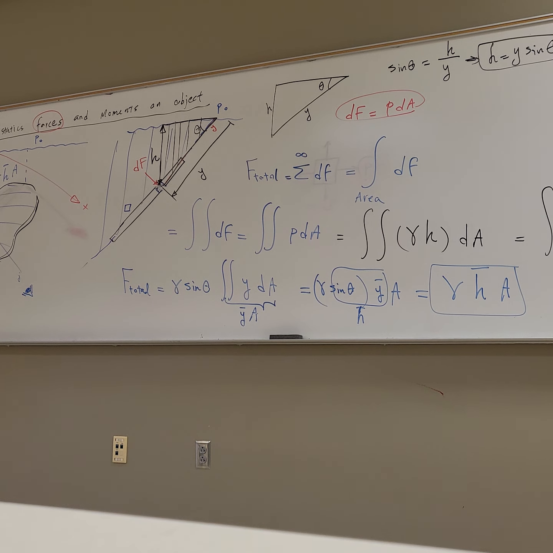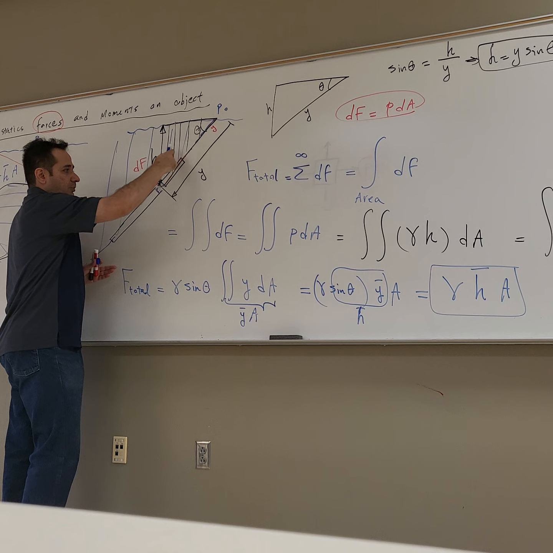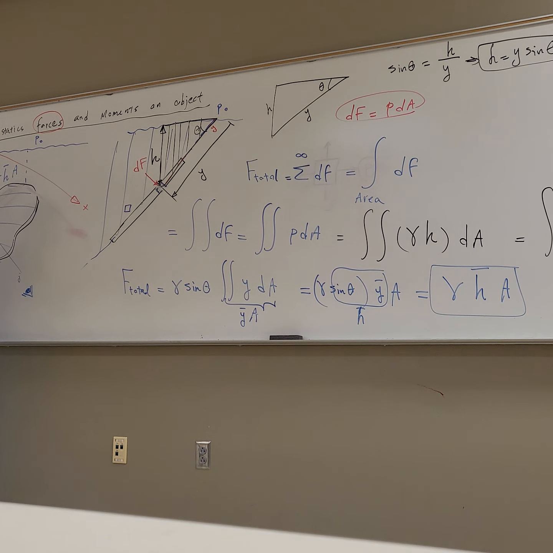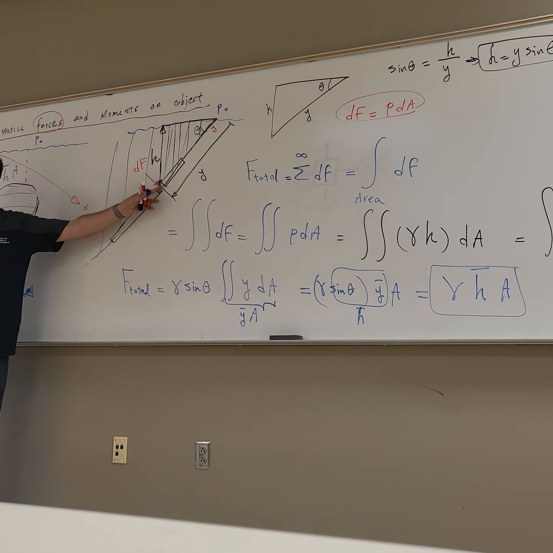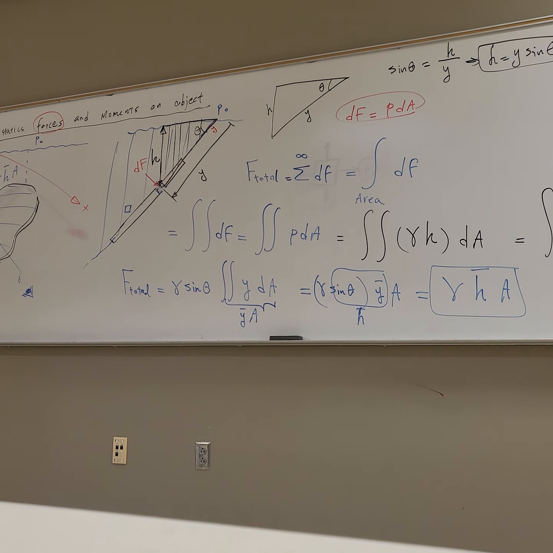What does it mean? What is my H bar? Look, H was the depth at any point on the surface of this plate, right? H bar was the depth at the centroid. That means if you want to find the net resultant force on this plate, find the centroid and then see how much is submerged. Find the depth of the submerged centroid, and then multiply that by the area and by gamma. You get the total force.